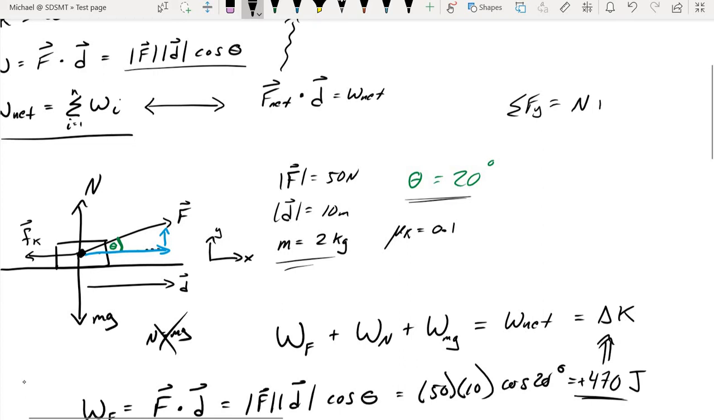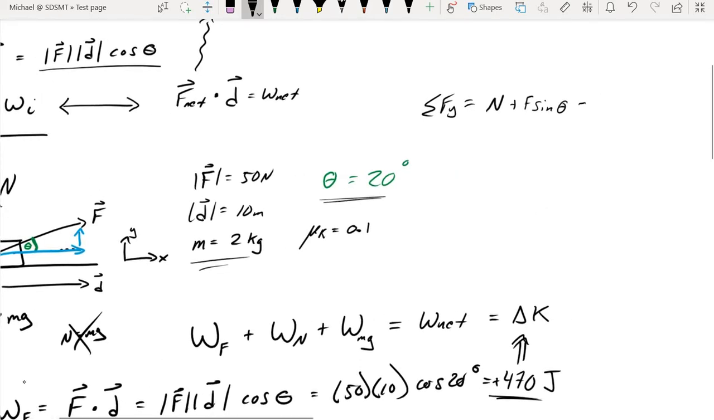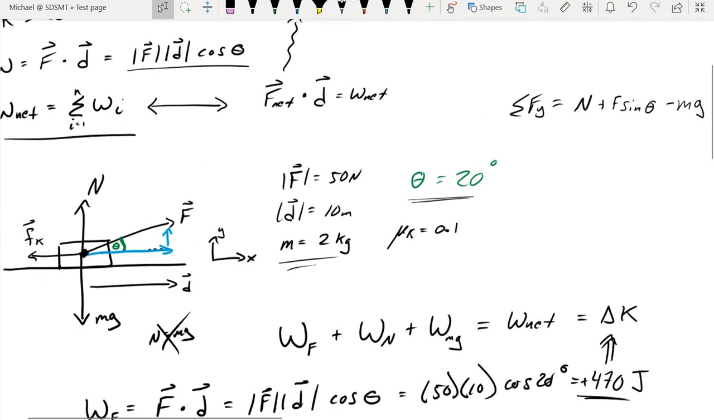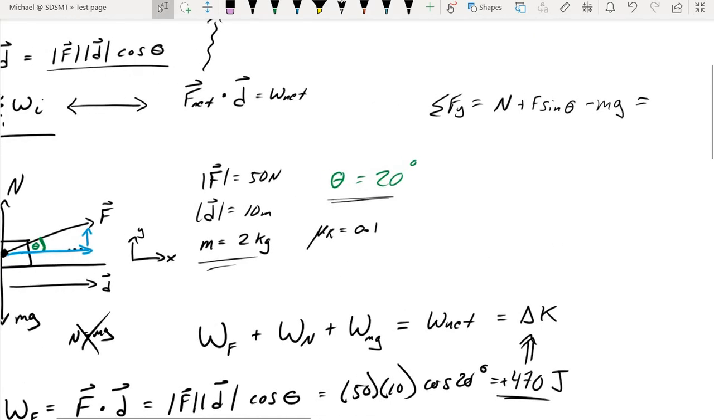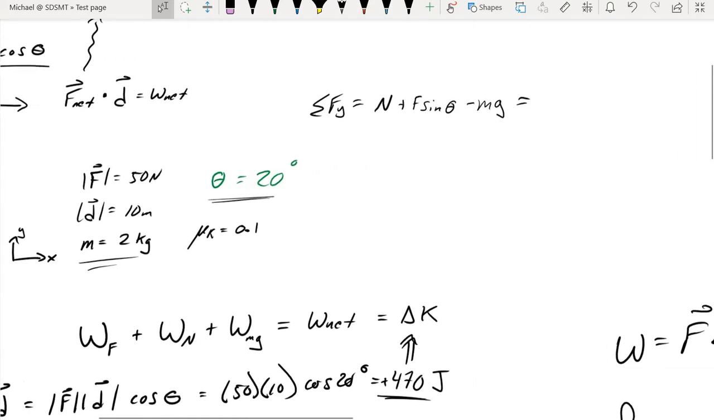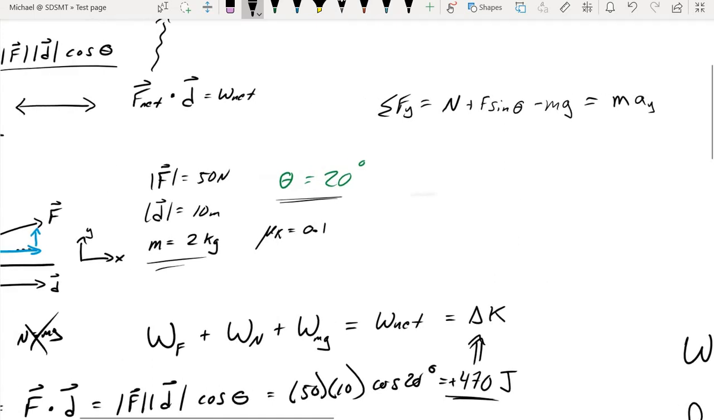And so we have plus F sine theta minus the weight. That's it for all the forces in the y direction. So they must add up to give us the net force for the y direction. And that has to tell us how our mass is going to accelerate in the y direction.